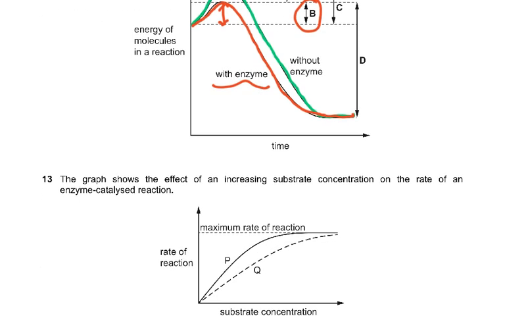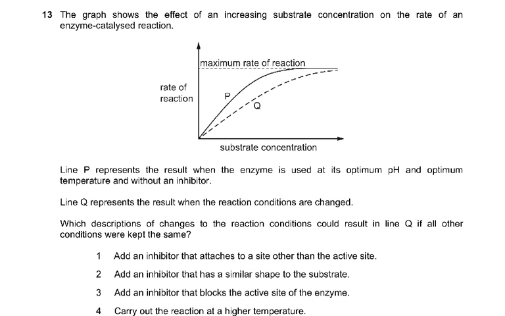The graph shows the effect of an increasing substrate concentration on the rate of an enzyme catalyzed reaction. And you can see rate of reaction is on the y-axis and substrate concentration is on the x-axis. And this is the maximum rate of reaction which they have given you here. And then you have two graphs, P and Q. Now you can see that P is the normal one and Q is of course meeting the Vmax, but is reaching it at a higher substrate concentration. So line P represents the result when the enzyme is used at its optimum pH and optimum temperature and without an inhibitor. Line Q represents the result when the reaction conditions are changed. This is usually for a competitive inhibitor.